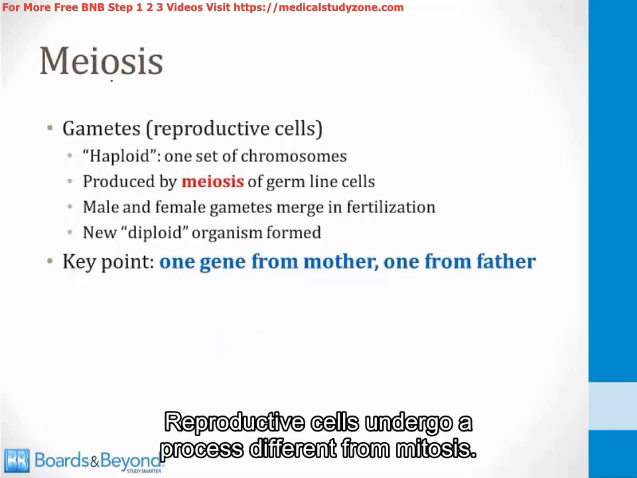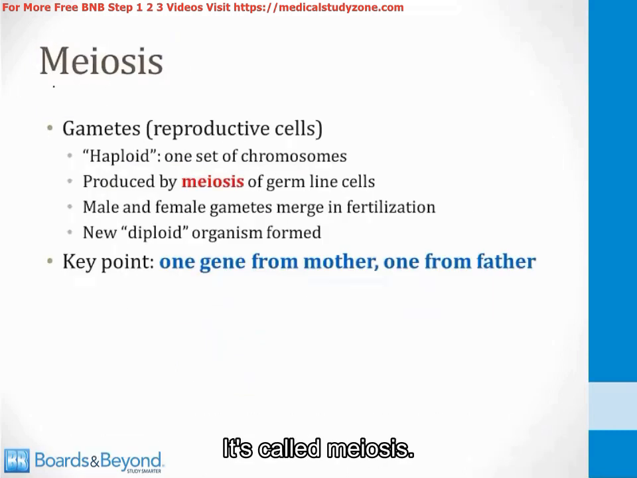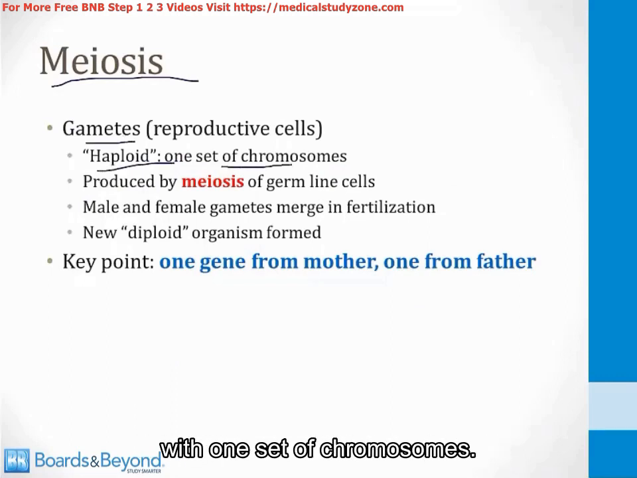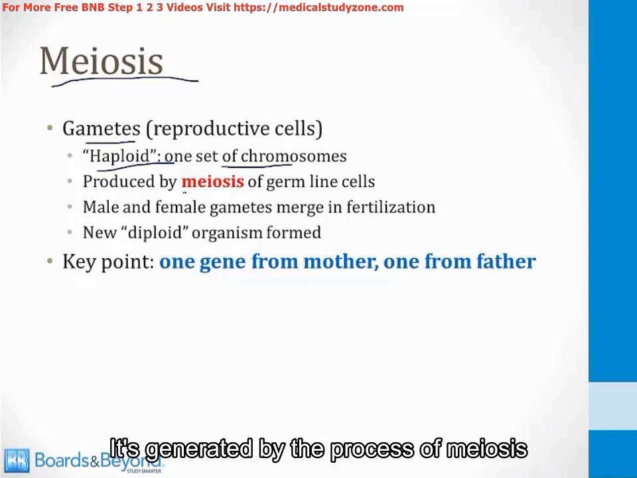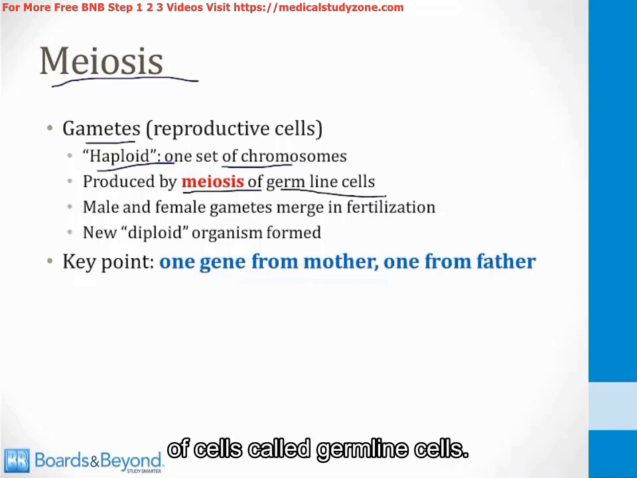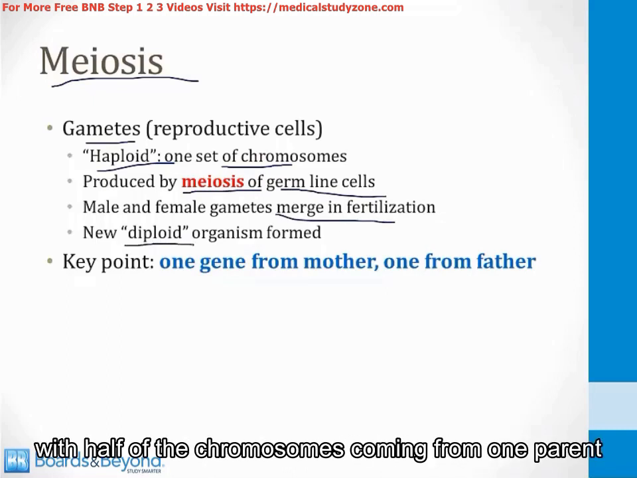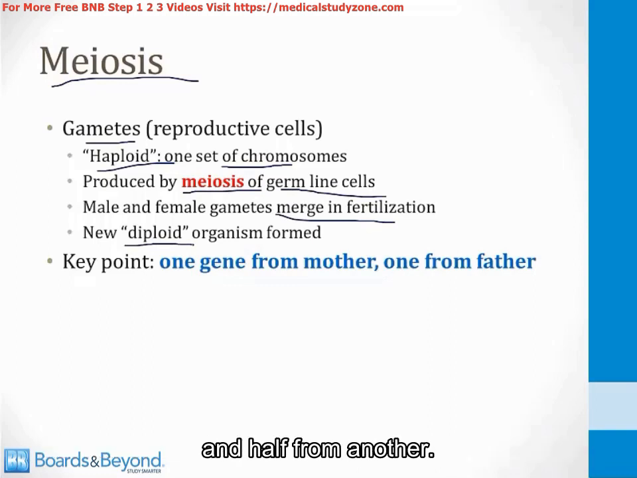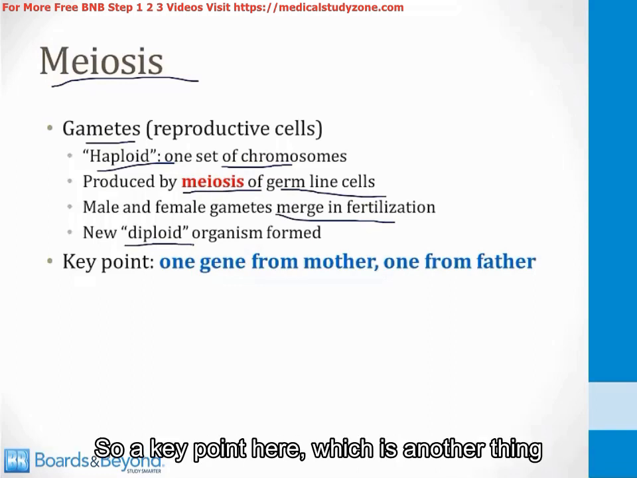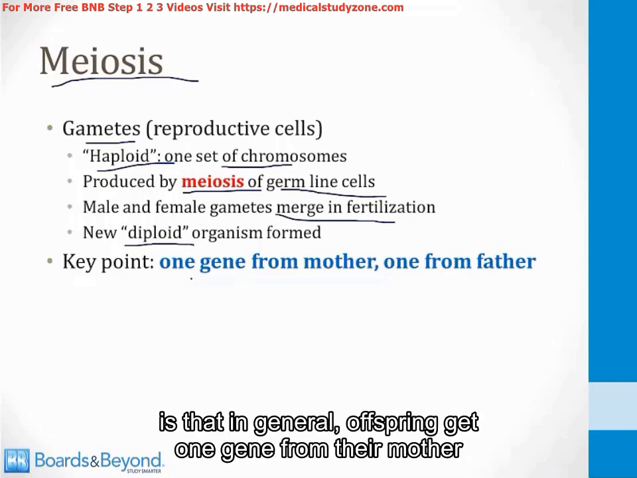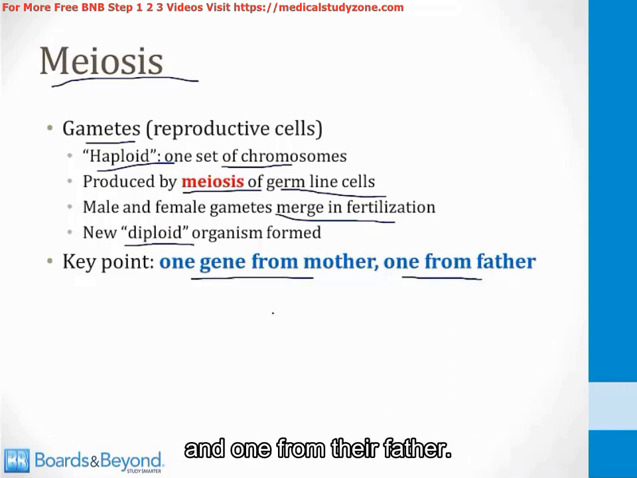Reproductive cells undergo a process different from mitosis. It's called meiosis. This occurs in gametes. This generates cells that are haploid with one set of chromosomes. It's generated by the process of meiosis of cells called germline cells. And then two haploid cells will merge in fertilization to create a new diploid cell with half of the chromosomes coming from one parent and half from another. So a key point here, which is another thing that comes up again and again in genetics, is that in general offspring get one gene from their mother and one from their father.